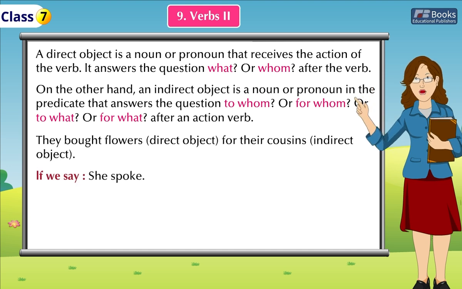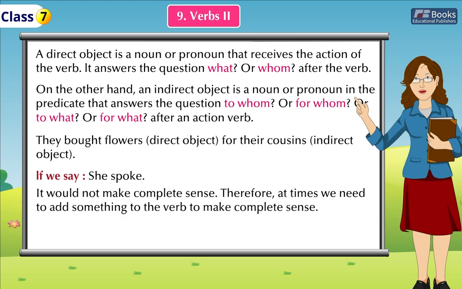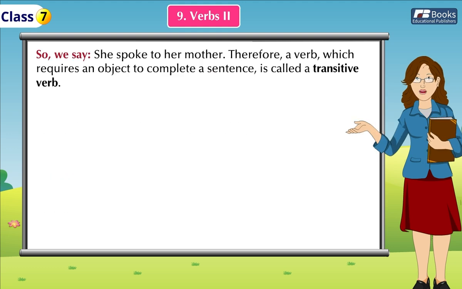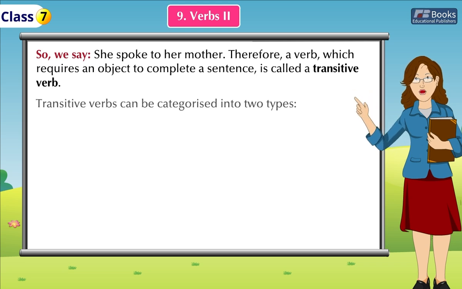If we say "She spoke," it would not make complete sense. Therefore, at times, we need to add something to the verb to make complete sense. So, we say, "She spoke to her mother." Therefore, a verb which requires an object to complete a sentence is called a transitive verb. Transitive verbs can be categorized into two types.